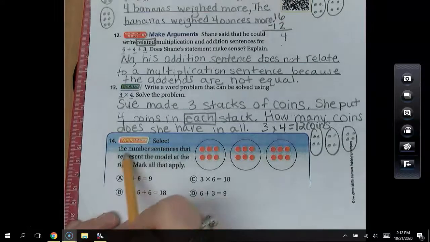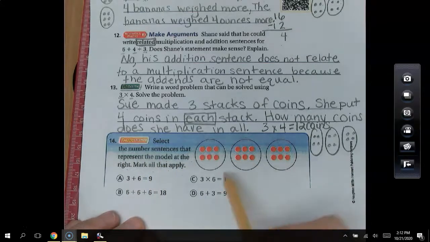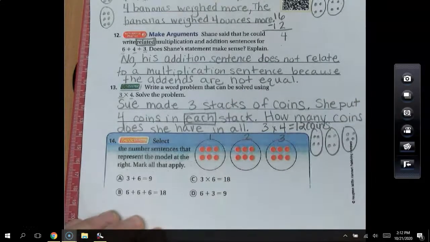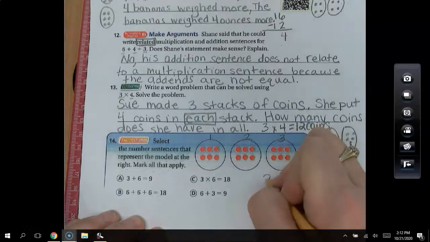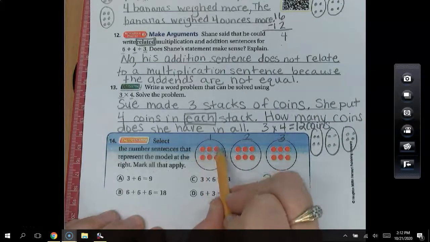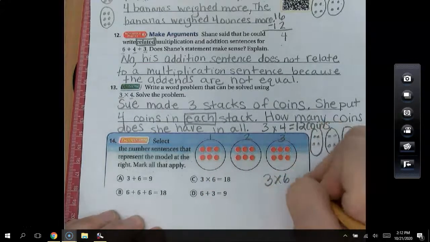It says select the number sentences that represent the model at the right. Mark all that apply. Well, let's think about this. I have how many groups? Let's count our big circles. 1 group, 2 groups, 3 groups. So I know I have 3 groups, okay? And how many do I have in each group? 1, 2, 3, 4, 5, 6. So I know this could be one of my problems.